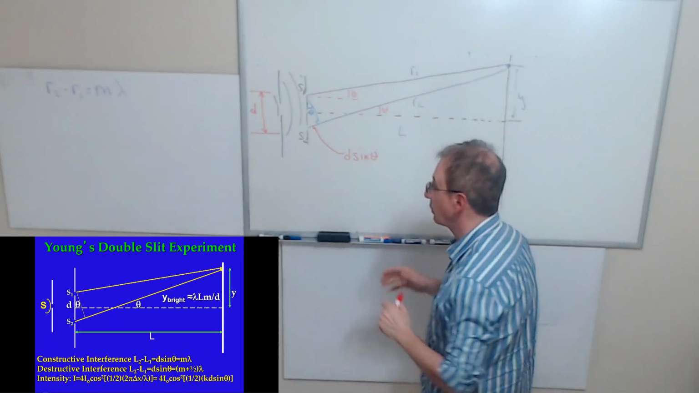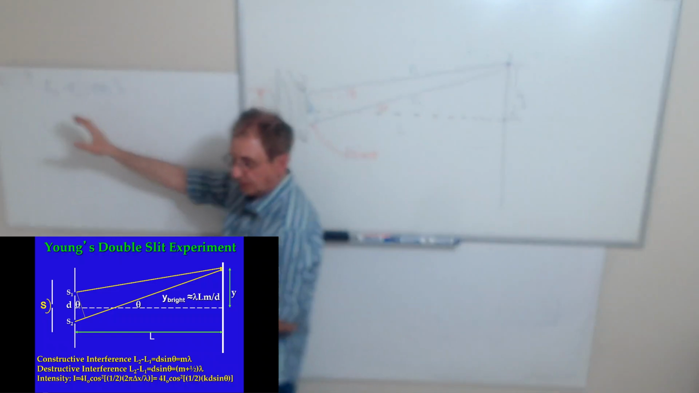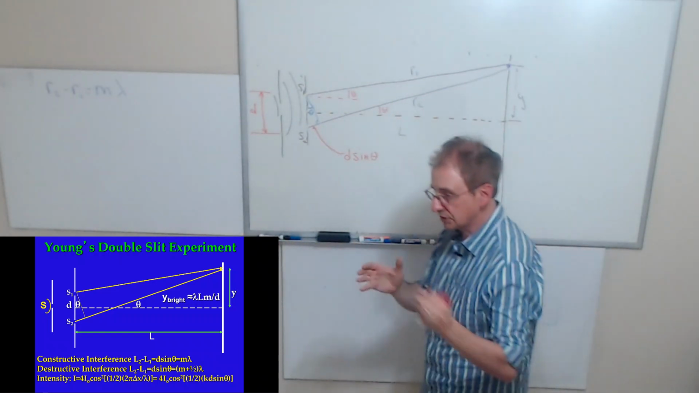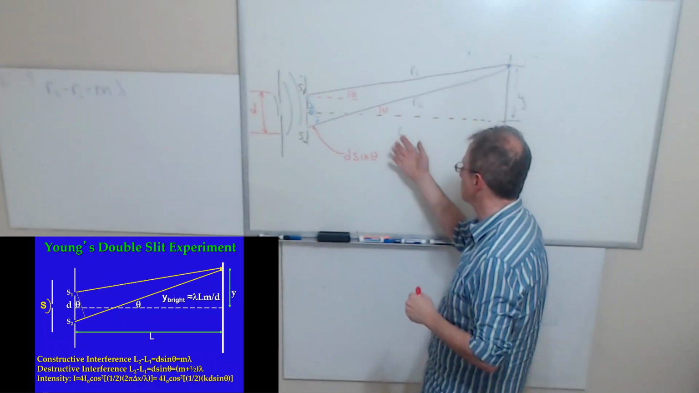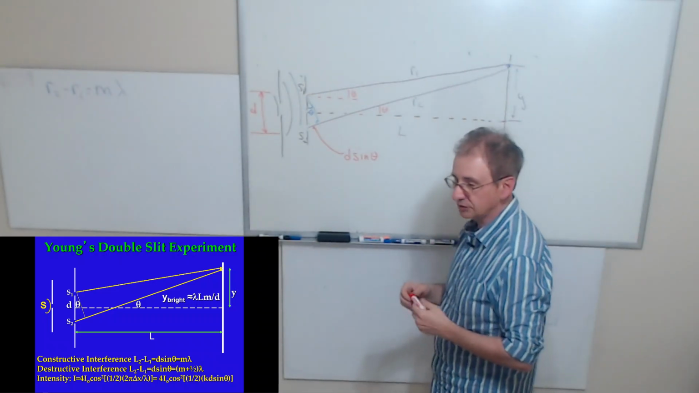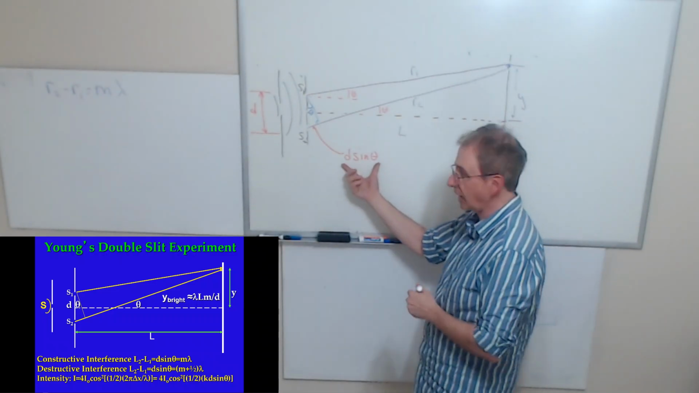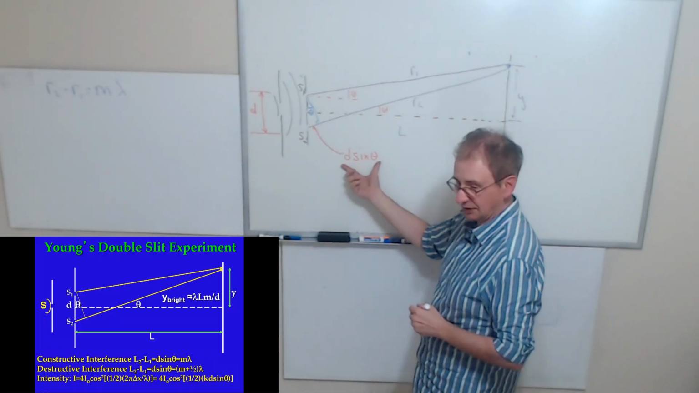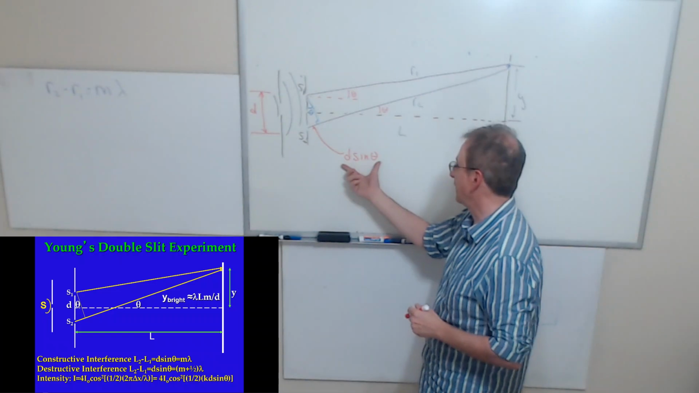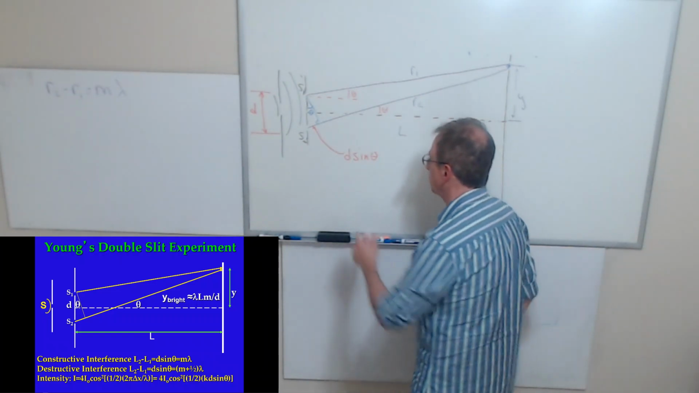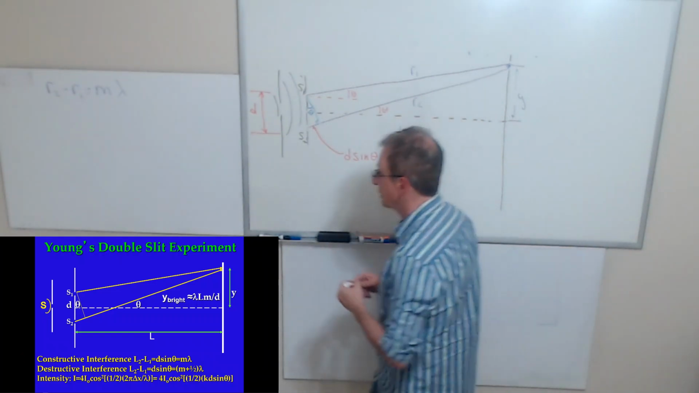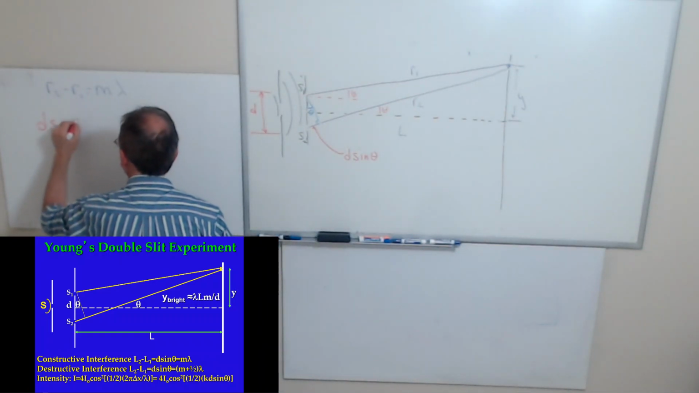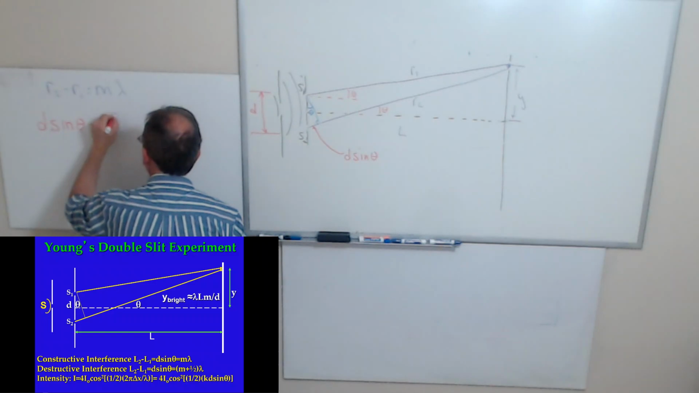If you derive an expression for R1 and derive an expression for R2, and then you do an expansion for the case where this is large compared to that, you can show that the path difference is approximately equal to this. I'm not going to do that. I'm going to have you believe me that the path difference is approximately equal to this. And so then I can say that d sine theta is m lambda.